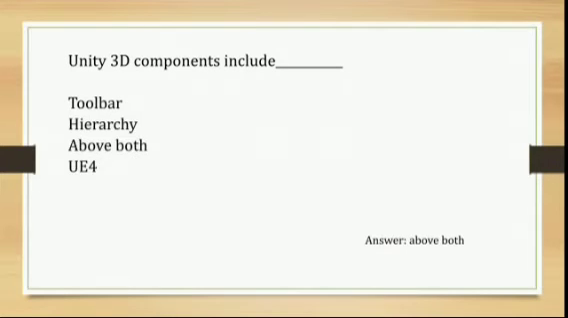Next, Unity 3D components include. Unity is the engine, and UE4 is Unreal Engine. An engine within an engine can't be the answer. So what is the answer then? Left are the first and second, toolbar and hierarchy. Answer is both of the above. Unity components include toolbar also and hierarchy also.